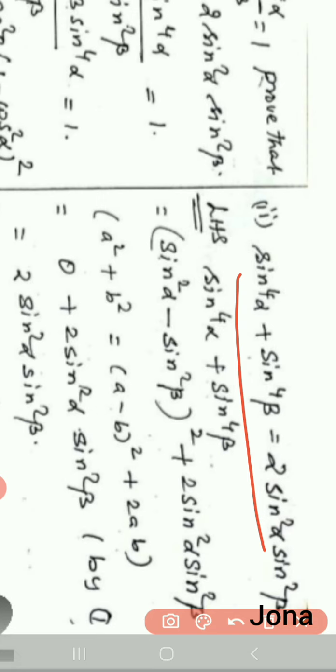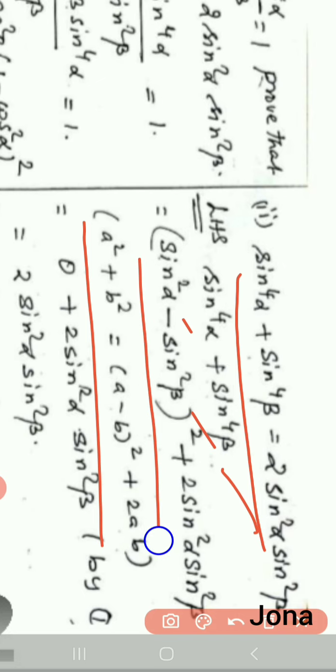And then the second proof I want to see here is sin power 4 alpha plus sin power 4 beta equal to 2 sin square alpha sin square beta. Take the left hand side, and I want to write it with the algebraic identity, a square plus b square equal to a minus b the whole square plus 2ab. So here a is sin square alpha and b is sin square beta. Writing in this formula, I get sin square alpha minus sin square beta the whole square plus 2 into sin square alpha into sin square beta.